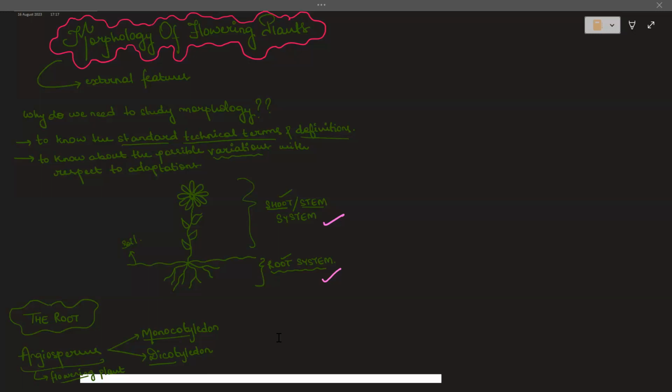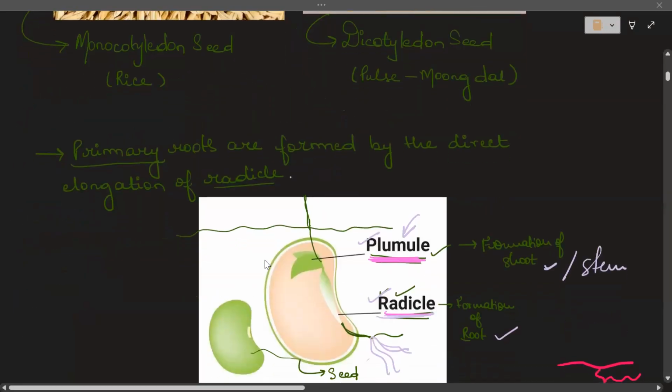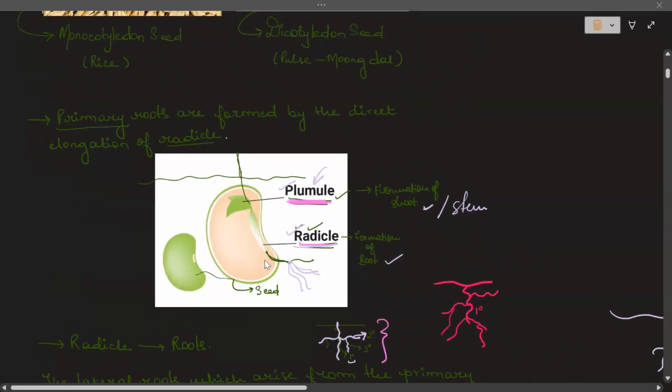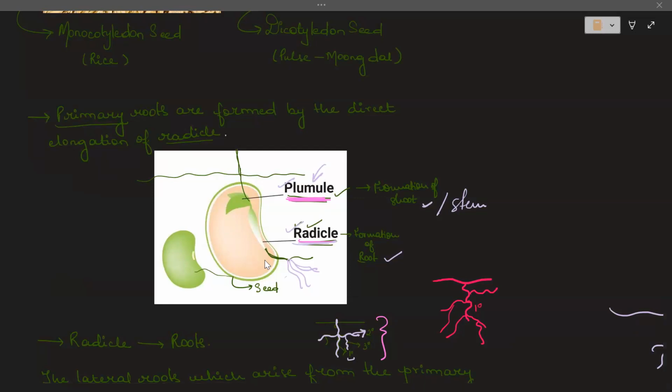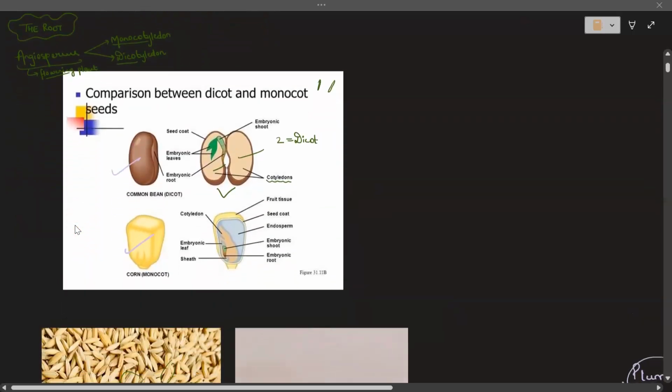Ma'am, can you scroll down? Ma'am, what was written under angiosperms when you had written that? The above part? Oh, flowering plants. Okay.